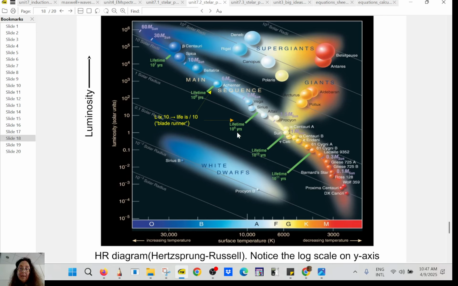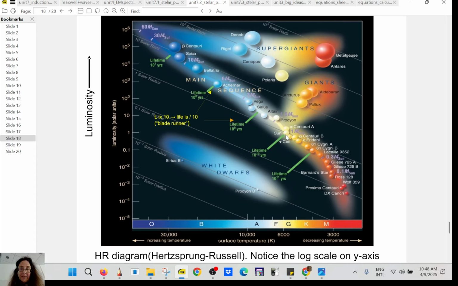You can see here, the life of Sirius is about 1 billion years. And you divide by 10, that's going to be 100 million years. Now, if you go the opposite way, if you divide luminosity by 10, you get 1. That will be our sun, 10 times less luminous than Sirius. The life will be multiplied by 10. And you see, the life of the sun is 10 billion years.